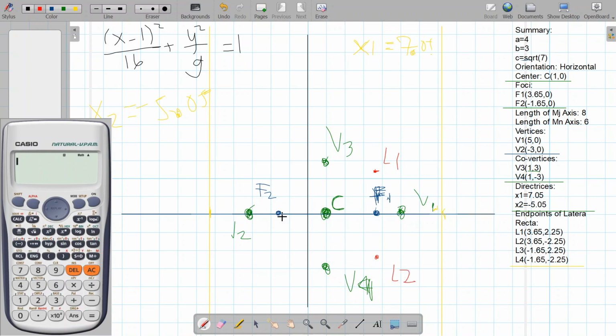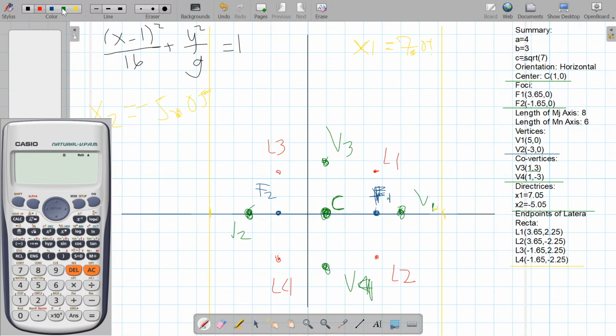Then we have L3. Negative 1.65. So it's again aligned with the focus. So here, this is the focus. Then this is also aligned here. Okay, so this is L3, and here aligned also here. Okay, there. And there. Yes. Okay. Hence, we can now draw the ellipse.